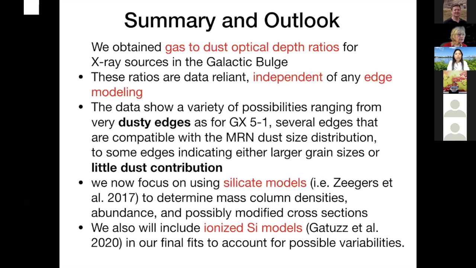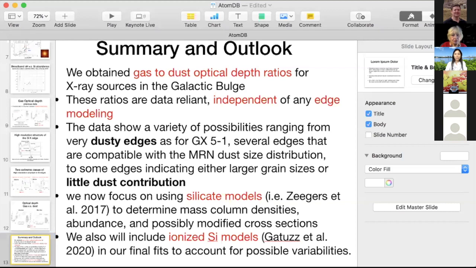GX 3+1. Now we are focusing on using the silicate models to determine the mass column densities, abundance, and possibly modified cross-sections. The next step, we will analyze the silicate models in our final phase. Thank you. I would like to take the questions.